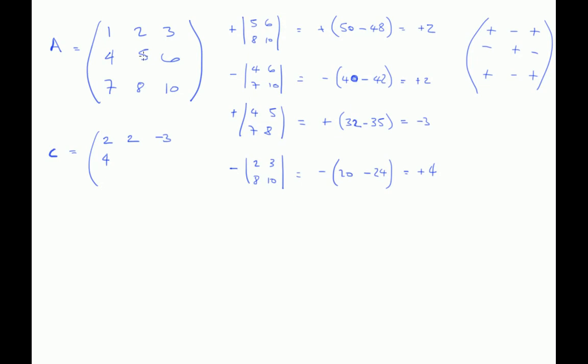The next one here is plus, and we have 1, 3, 7, 10. So that gives us 1 tens are 10, so we've got plus 10 minus 21. 10 minus 21 is minus 11, plus minus 11 is minus 11.